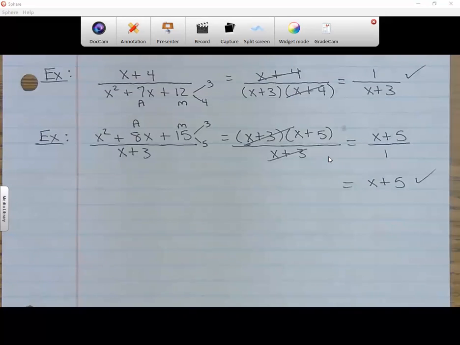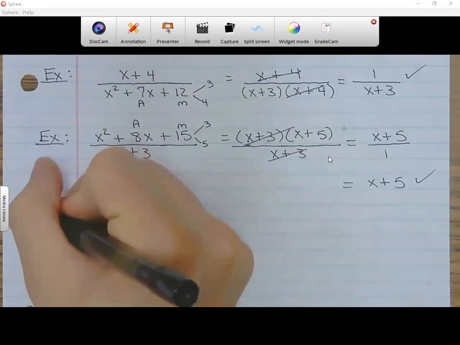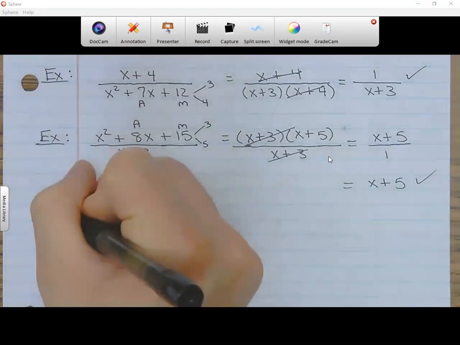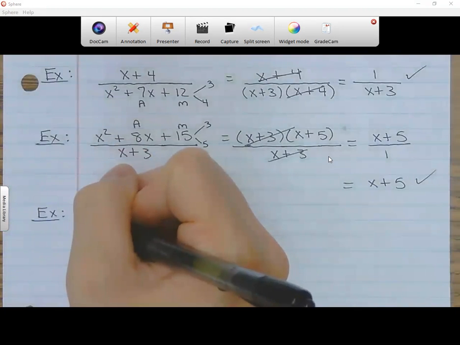Let's try number 4 on the notes. And then I'll get into some classwork once we get done with 4 and 5.